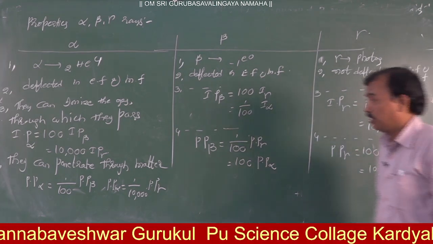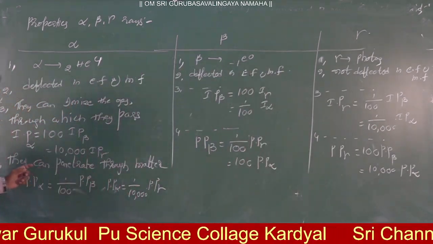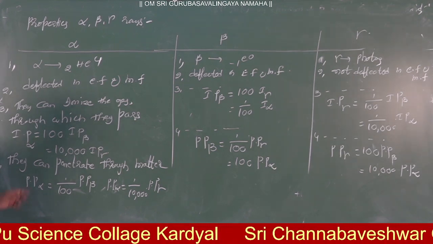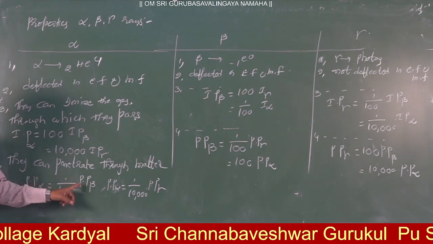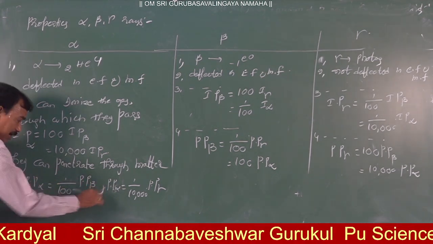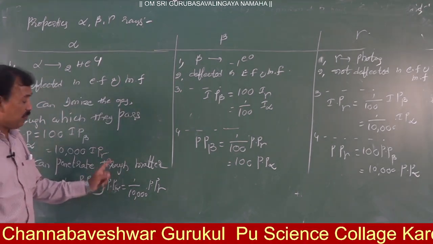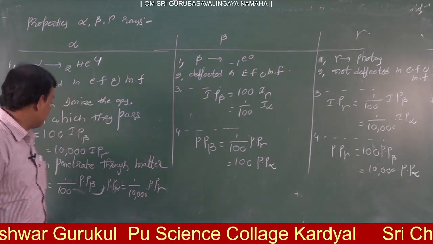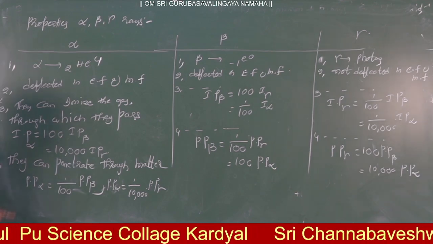Next, the fourth point: they can penetrate through matter. The penetrating power of the alpha is 1 by 100 times the penetrating power of the beta, and the penetrating power of the alpha is 1 by 10,000 times the penetrating power of the gamma. Compulsorily you have to practice both the ionizing power values and the penetrating power values.